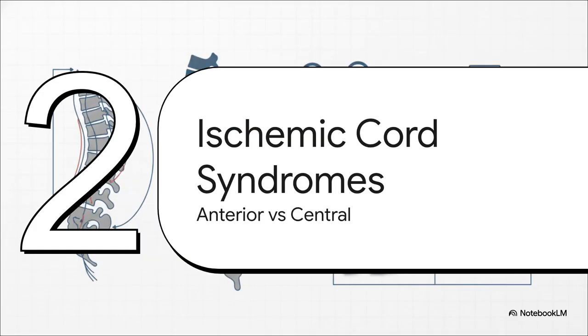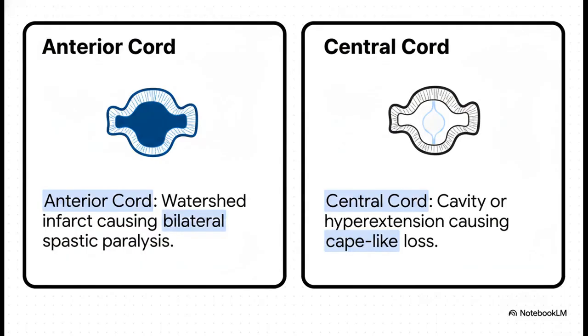Next up, we dissect the ischemic cord syndromes, specifically comparing anterior versus central ischemia. Let's break down the mechanisms here. Anterior cord syndrome destroys the anterior 2/3 of the spinal cord. This is classically a watershed infarct driven by occlusion of the anterior spinal artery. We frequently see this following catastrophic events like a thoracic aortic aneurysm repair, and it drives profound bilateral spastic paralysis along with bilateral pain and temperature loss.